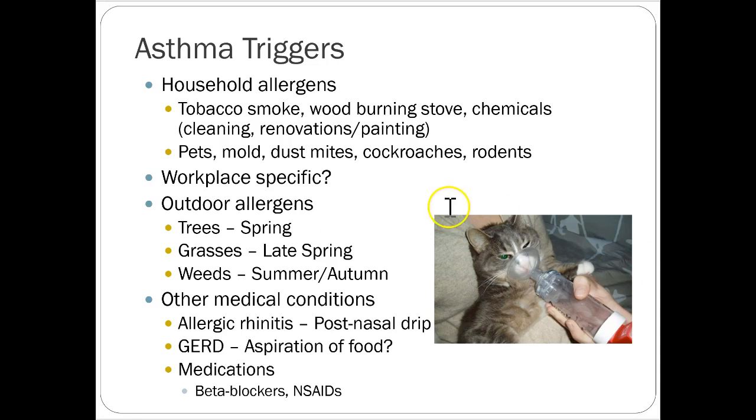Oh, and here's my funny picture of a cat getting a neb, which is a real thing, I guess. It's like a really tiny face mask, kind of cute. All right.